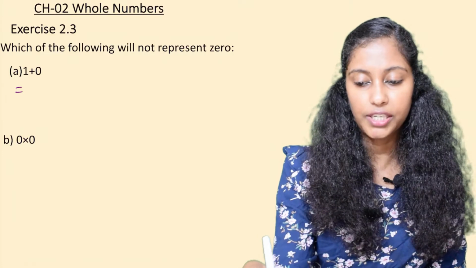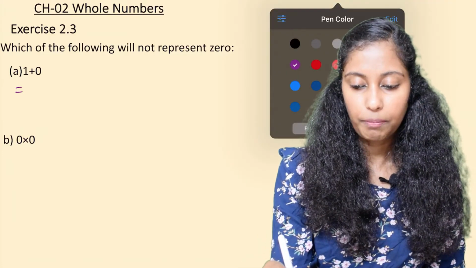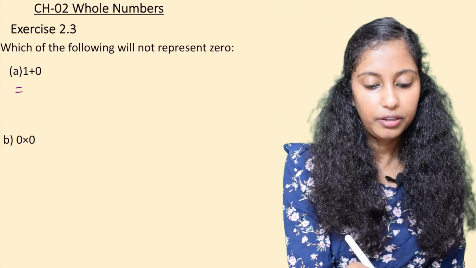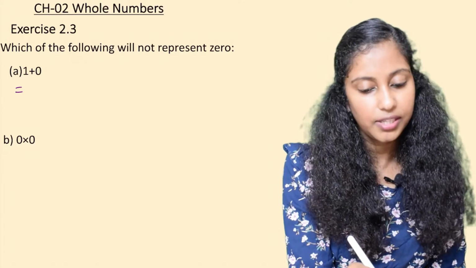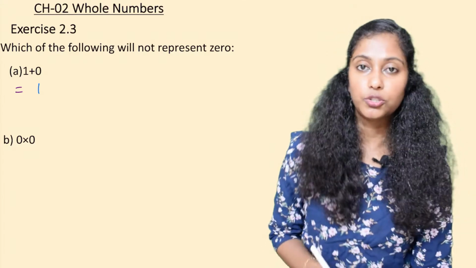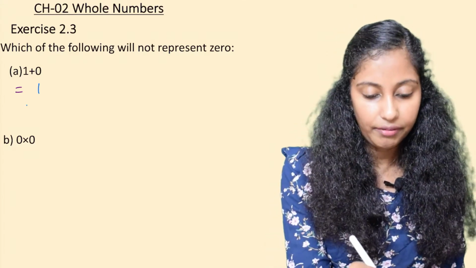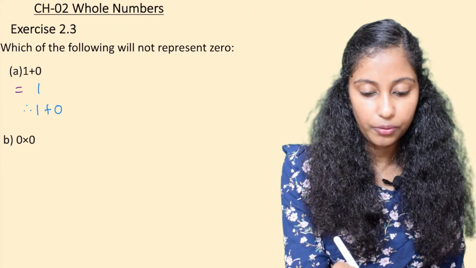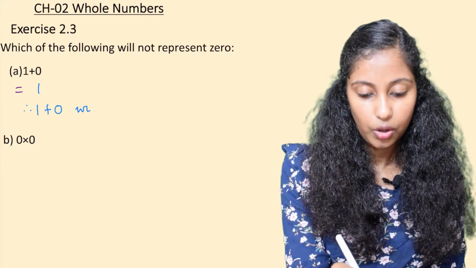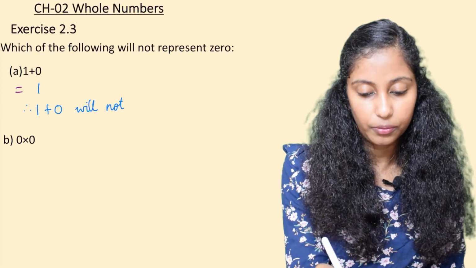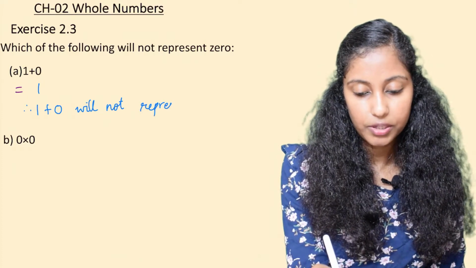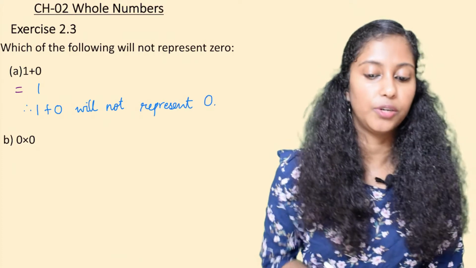1 plus 0. We have seen any number plus 0 gives us the same number. So 1 plus 0 is equal to 1. So we will write therefore 1 plus 0 will not represent 0.